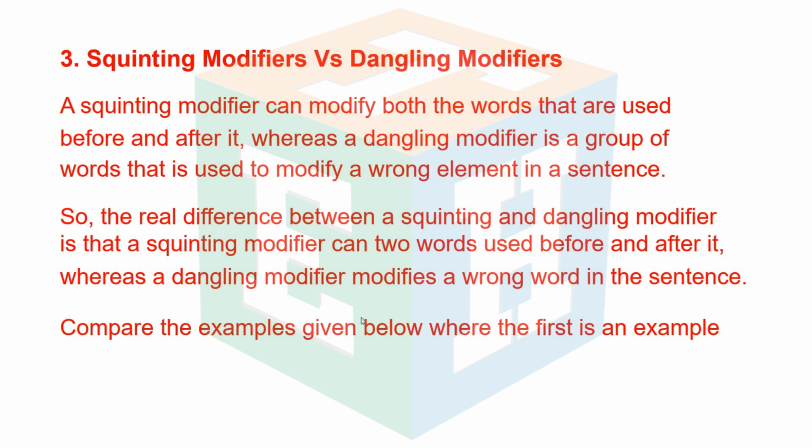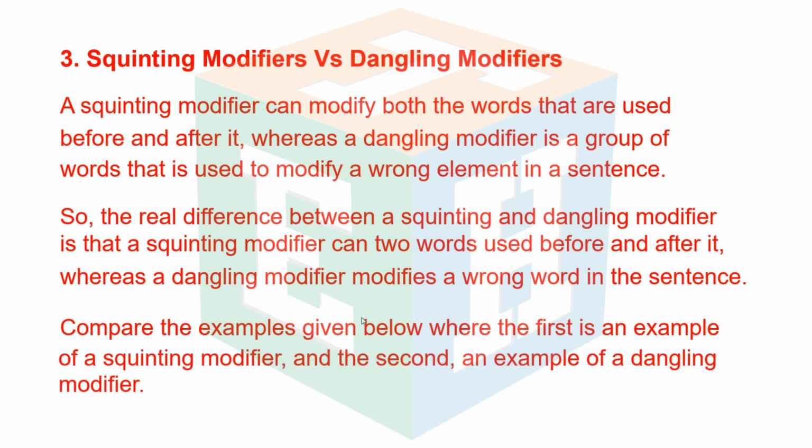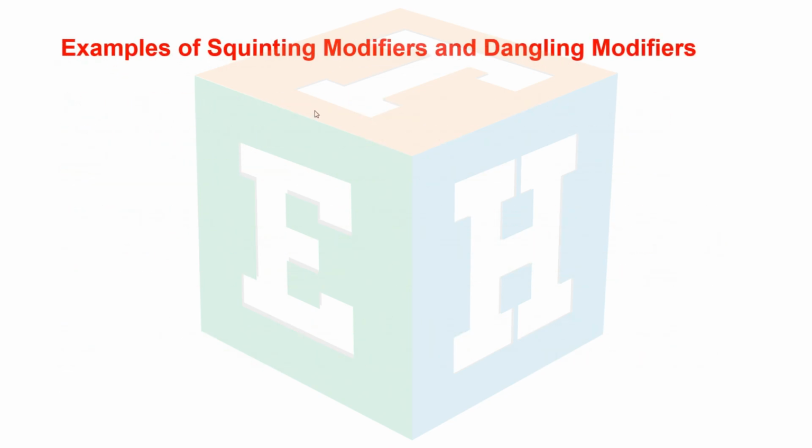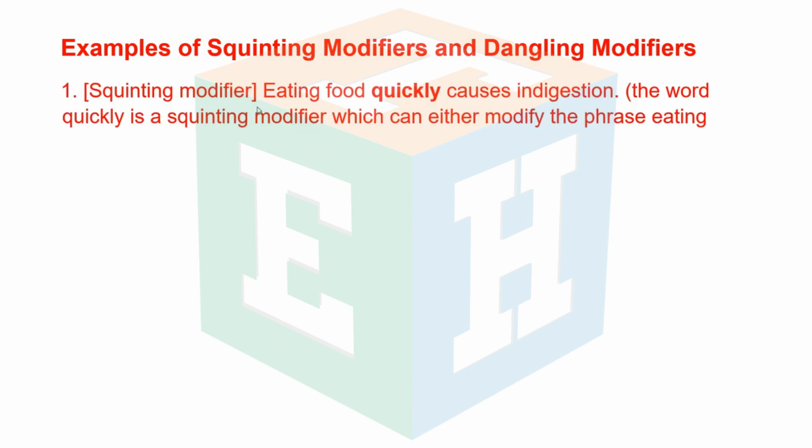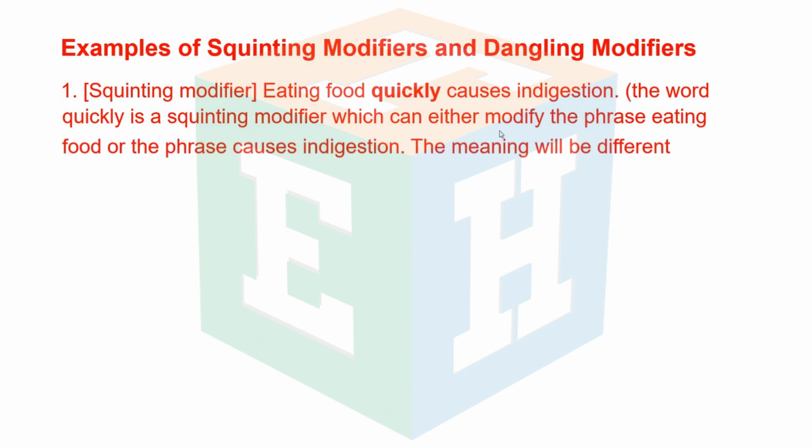Compare the examples given below, where the first is an example of a squinting modifier and the second an example of a dangling modifier. Examples of squinting modifiers and dangling modifiers. 1. Squinting modifier, eating food quickly, causes indigestion. The word quickly is a squinting modifier which can either modify the phrase eating food or the phrase causing indigestion. The meaning will be different depending on which phrase it modifies.